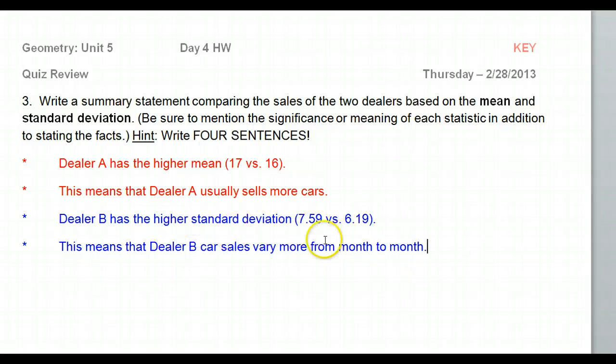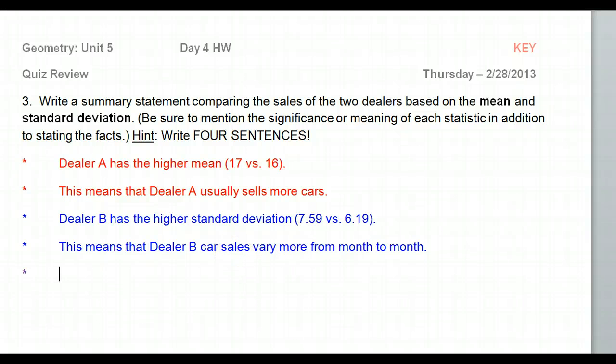Okay, you didn't have to say the from month to month part, but I think that just makes it a little bit more clear. So this means that dealer B car sales vary more from month to month. All right, so that's a perfect answer. That's done. Now, I always like to also say it the other way though. Maybe I'll make this purple because this is sort of optional. Purple because I went with dealer B and I said how they're higher, and that means that the sales vary more.